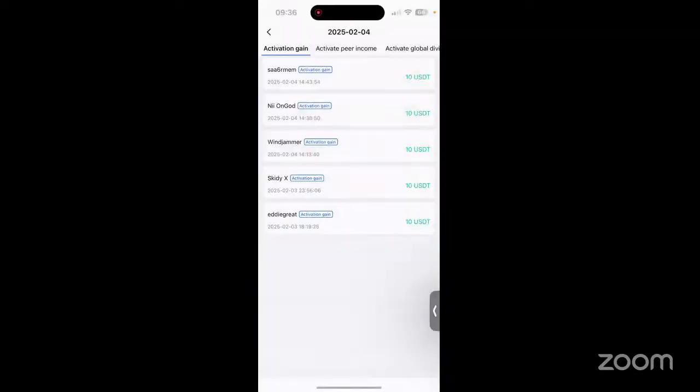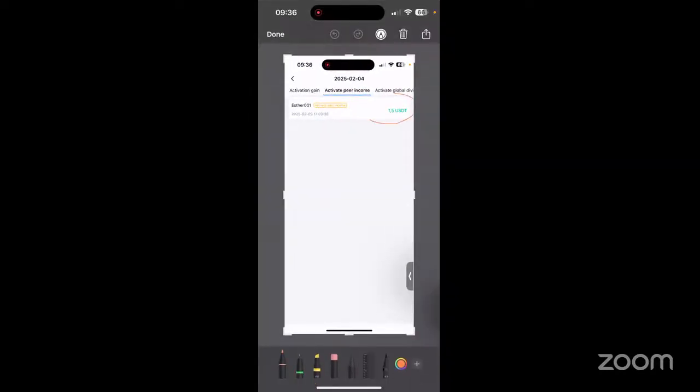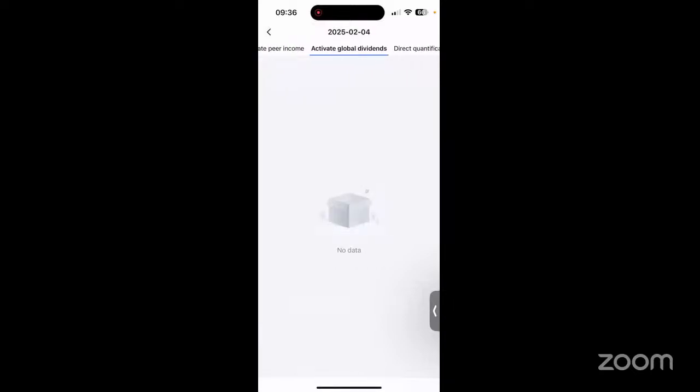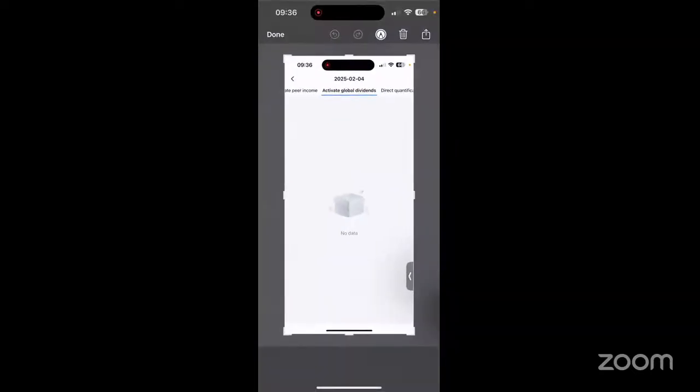Let's go to activate peer income. If any of my team members are on the same rank as me, I earn this. Activate this one, I haven't gotten there yet. These are for the VCs. As for leader Julius, you can let him share a screenshot so we can use it. Okay, so you see leader Julius, money will be flowing here.